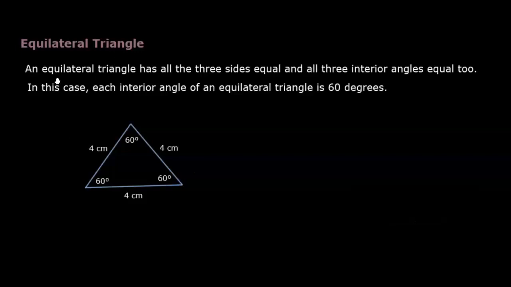Equilateral Triangle. An equilateral triangle has all the three sides equal and all three interior angles equal too. In this case, each interior angle of an equilateral triangle is 60 degrees. As shown here, all the sides of this triangle are of same length 4 cm and all the interior angles are also equal, 60 degrees each.